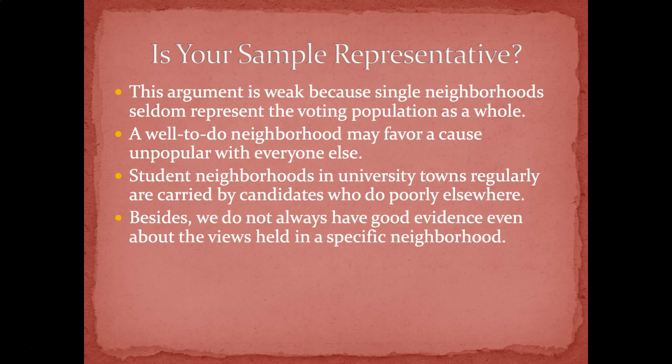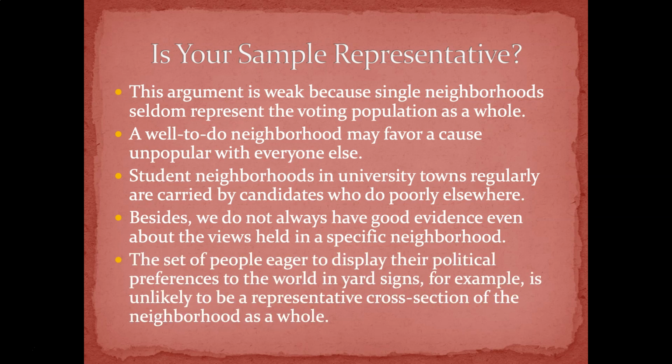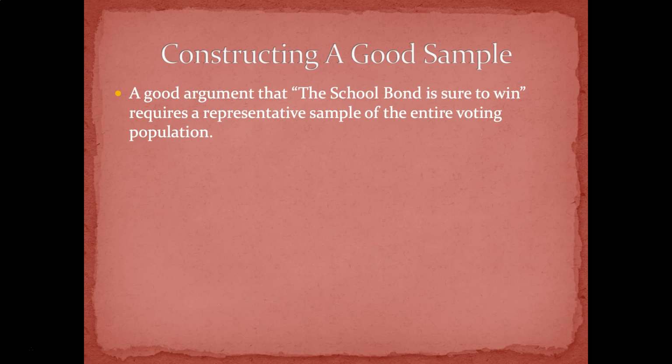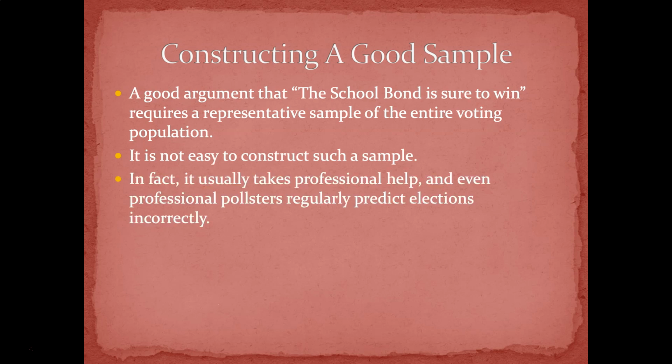Besides, we don't always have good evidence even about the views held in specific neighborhoods. The set of people eager to display their political preferences to the world, in yard signs for example, is unlikely to be representative of a cross-section of the neighborhood as a whole. A good argument that the school bond is sure to win requires a representative sample of the entire voting population. It's not easy to construct a sample like this.